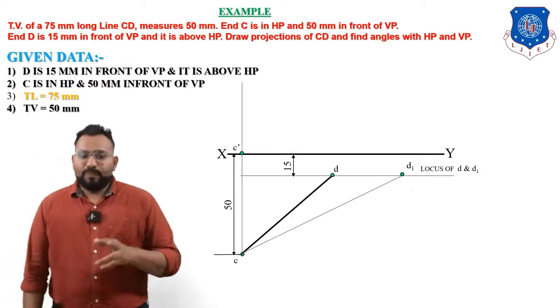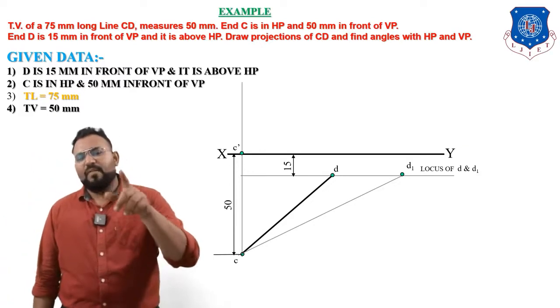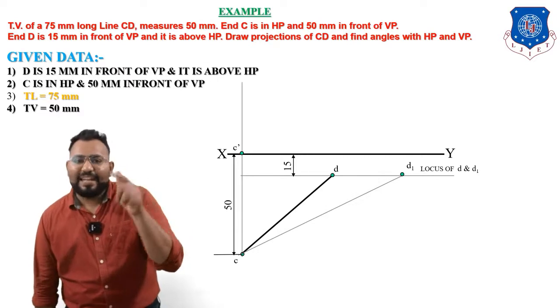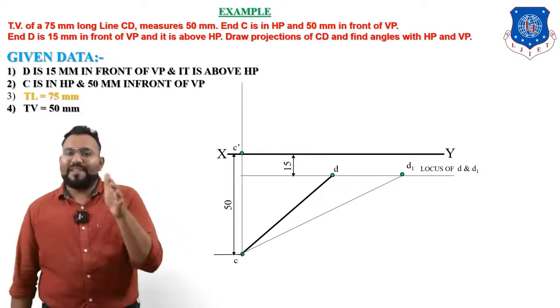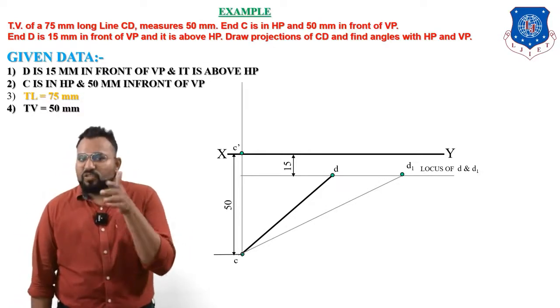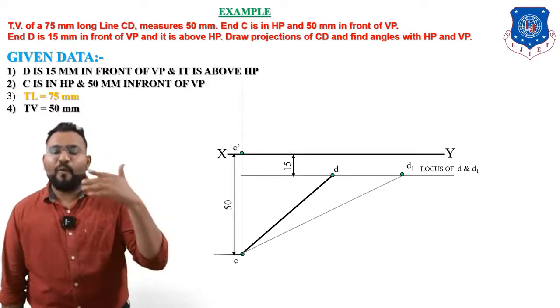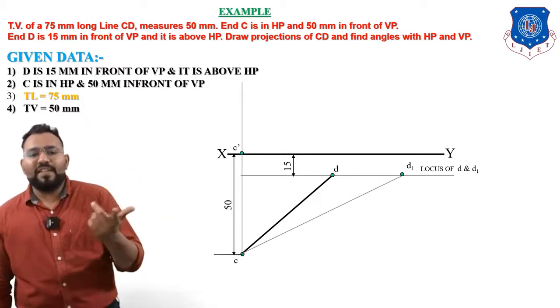Now what are we going to do? Now you can see that we have the point C dash which is exactly on XY line. So if I draw a horizontal line from point C dash, it is going to coincide with XY line.